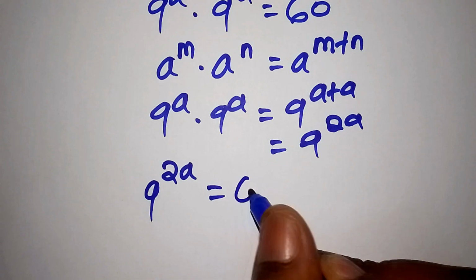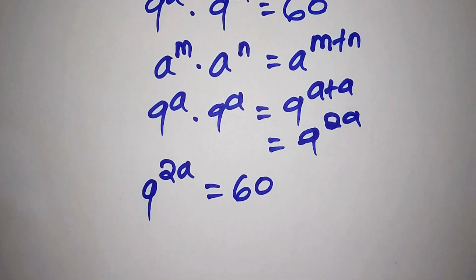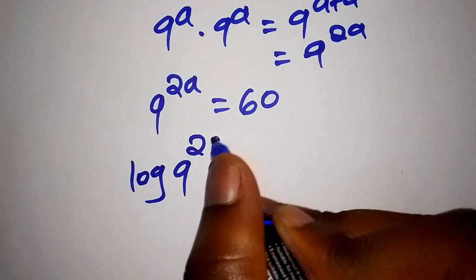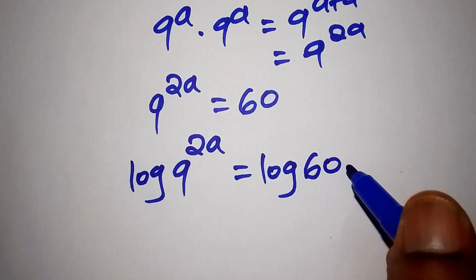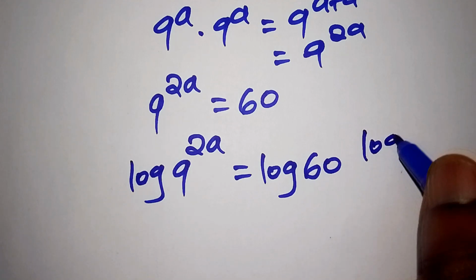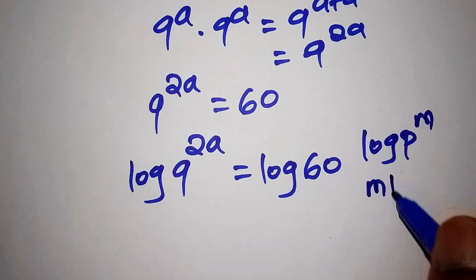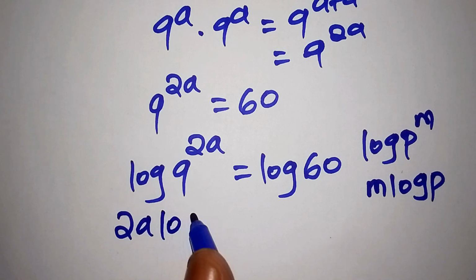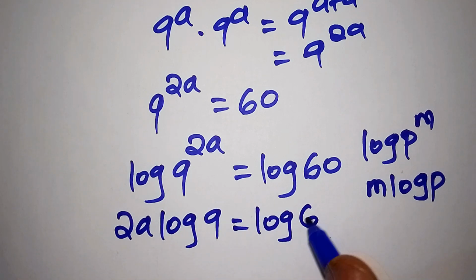So now we have 9 to the power of 2a is equal to 60. We shall now introduce the log on both sides. The log of 9 to the power of 2a is equal to the log of 60. Assuming we have, for example, the log of p to the power of m, this can be worked out as m times the log of p. So now we have 2a times the log of 9 is equal to the log of 60.